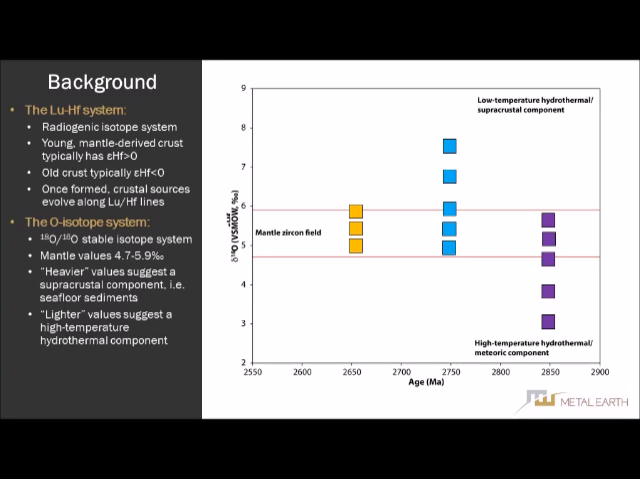And if it has a high temperature hydrothermal component or a meteorite water component, then it will have a negative, or a lower, lighter component, I should say.